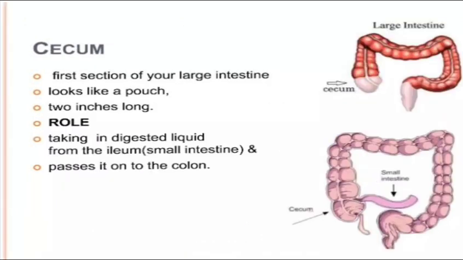Cecum. It is the first section of your large intestine. It looks like a pouch, 2 inches long. Its role is taking the digested liquid from the ileum and passing it into the colon.